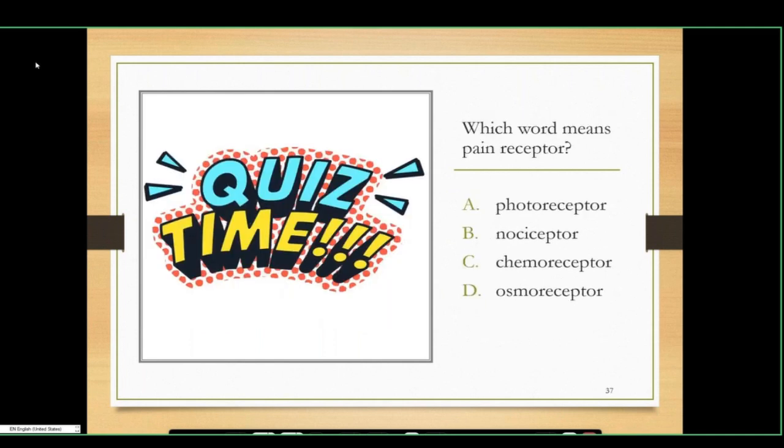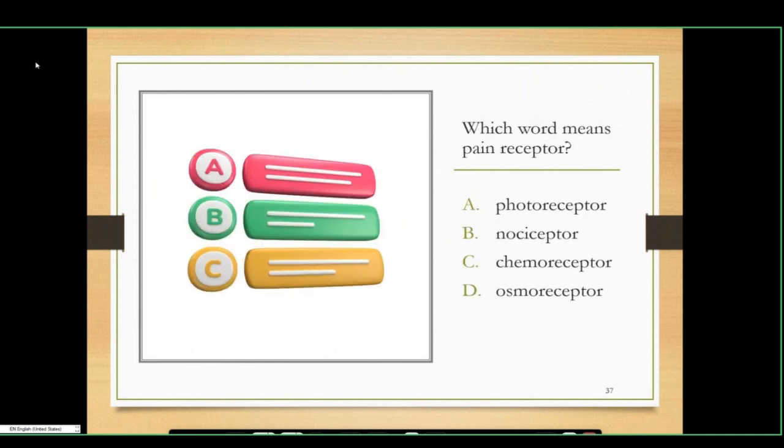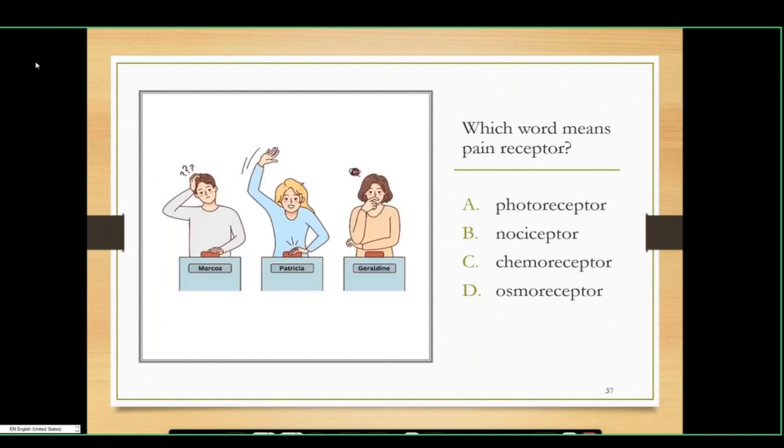Quiz time. Which word means pain receptor? A. Photoreceptor, B. Nociceptor, C. Chemoreceptor, D. Osmoreceptor. One volunteer at a time, please.